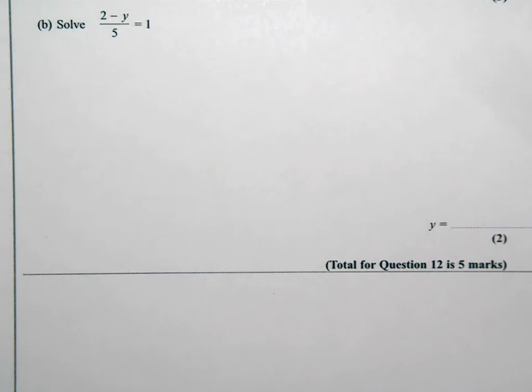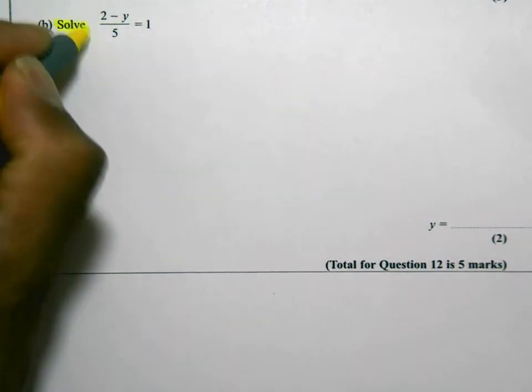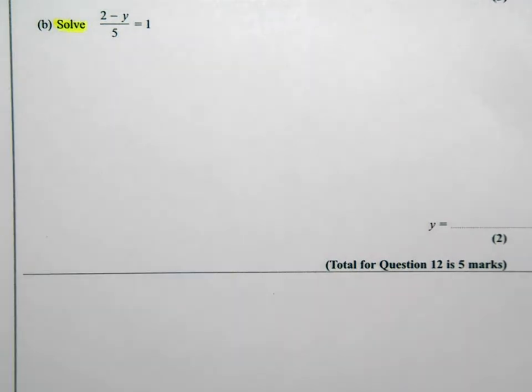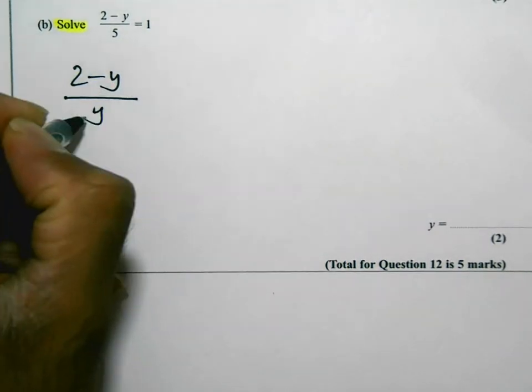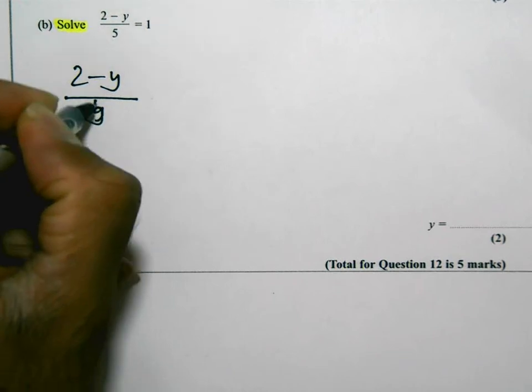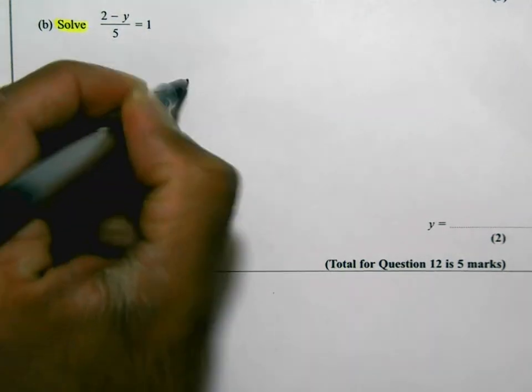Part B is also asking you to solve, but in this case you've got this expression here, 2 minus y divided by 5 is equal to 1. So let's think about what's happening at each stage. We've got 2 minus y, and then all of that is being divided by 5. And that's equal to 1.